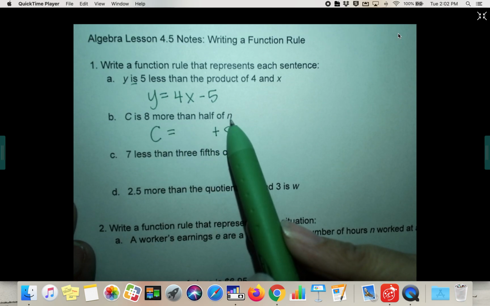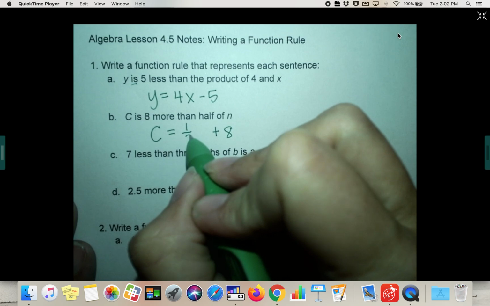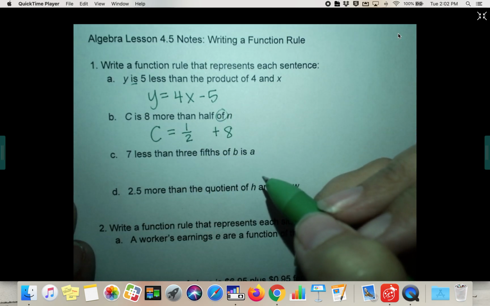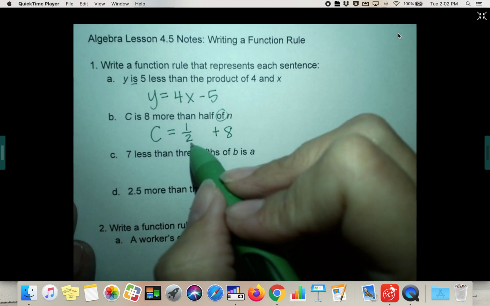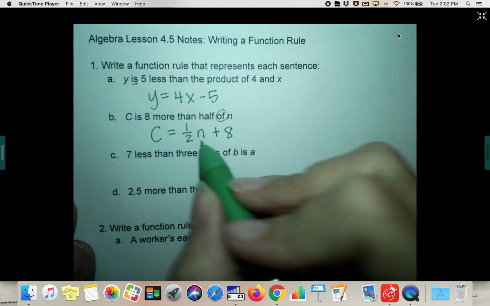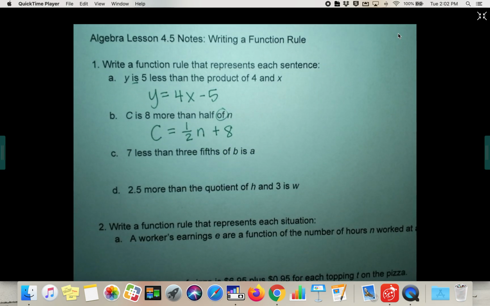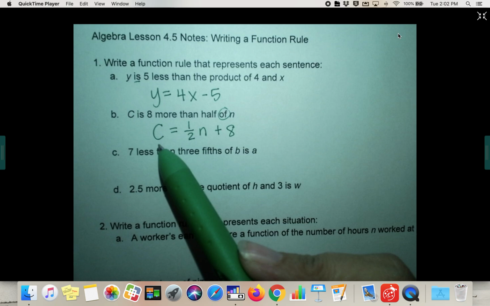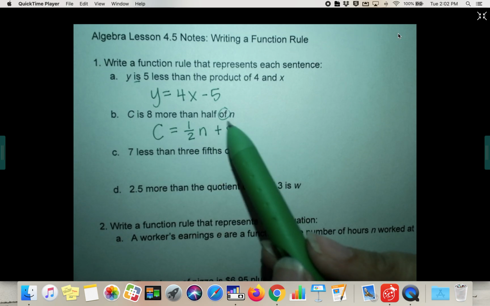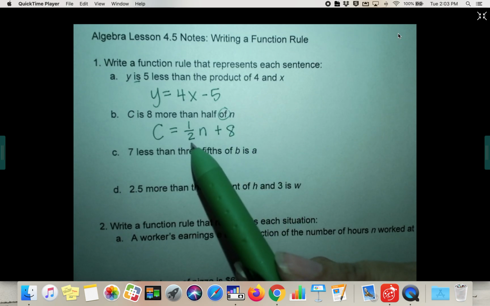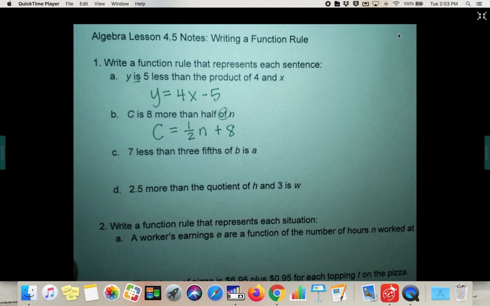Half of n. Half. The word "of" in math means times, multiply. Half of n means half times n. So I'm going to squish them together and just have it be half n because that means multiply. So C is 8 more than half of whatever n is.